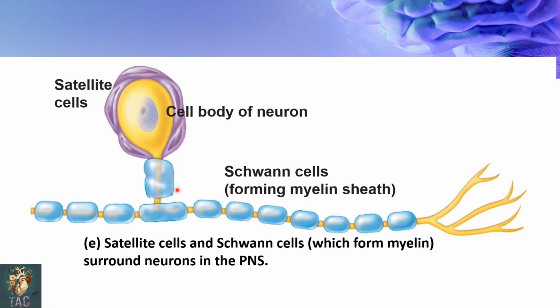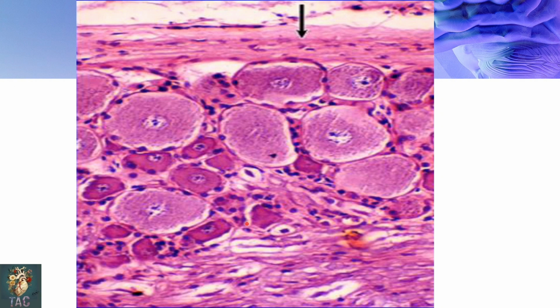Again, look at this diagram. This is the neuronal cell body, and surrounding it is the satellite cell, and this is the axon, and this axon is myelinated by the Schwann cells. So this is the H&E section of the ganglia, in which you can see this is the neuronal cell body, and these small cuboidal cells which are surrounding it are the satellite cells.